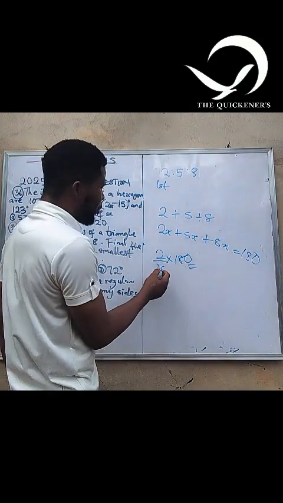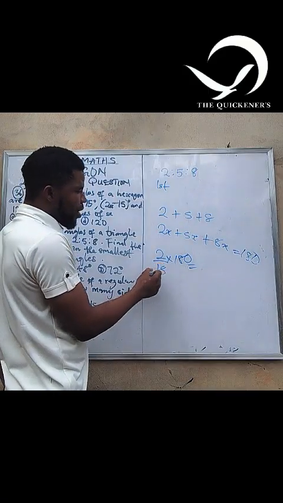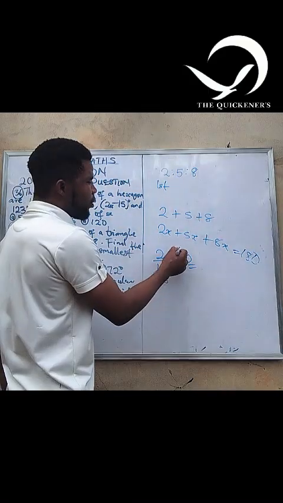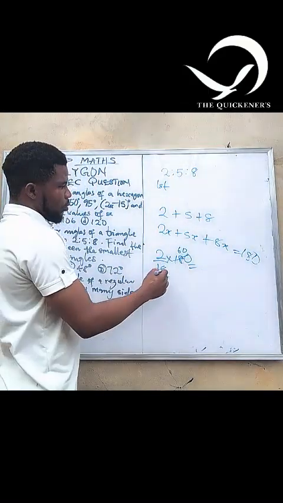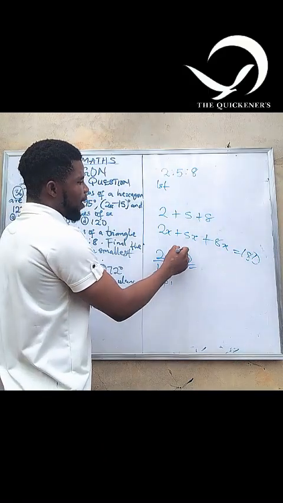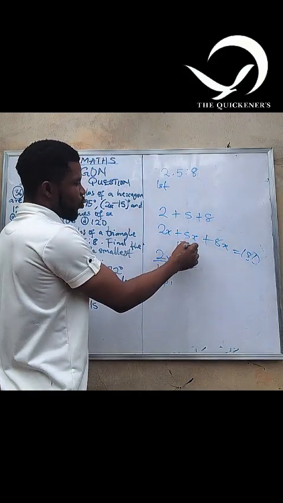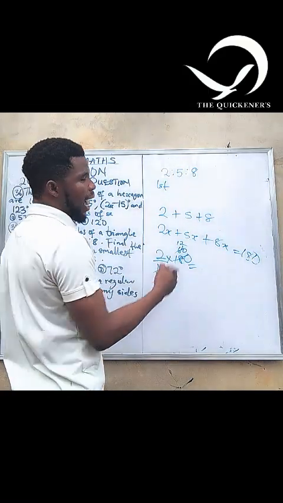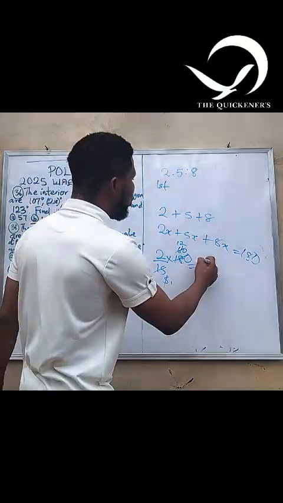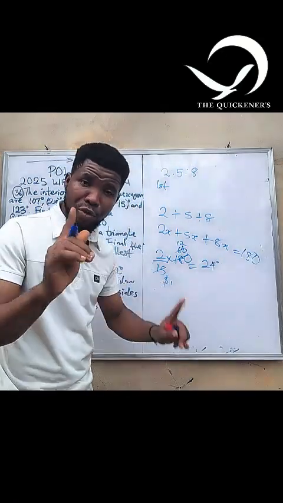So let's go. 3 here is what? 5. 3 here is what? 6. Right? So 15 here is 1, 15 is 6, 1, 15 is 180, 12. Can you see that? So 2 times 12, that will give me what? 24 degrees. So the smallest angle is 24 degrees.